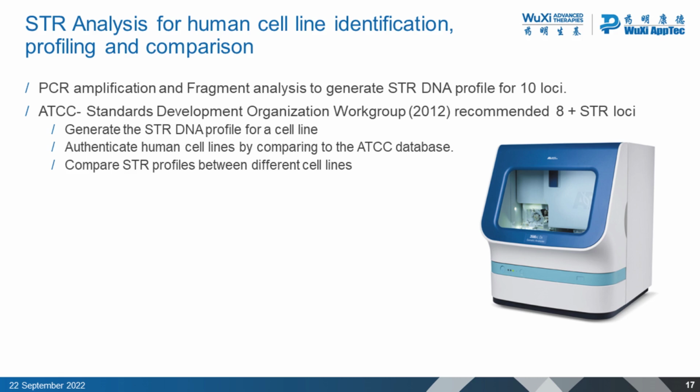The PCR amplification and fragment analysis is used to generate the STR DNA profile for up to 10 loci. The ATCC Standards Development Organization work group recommended that such identity assay have at least 8 or more STR loci. The STR DNA profile is generated for the cell line on the ABI 3500 XL genetic analyzer. It is then used to authenticate human cell lines by comparing to reference sequences on the ATCC database.